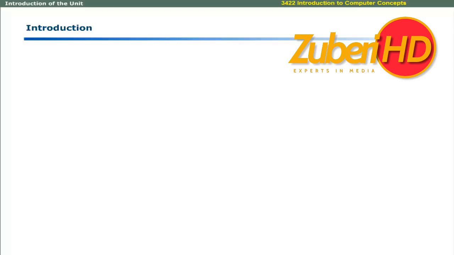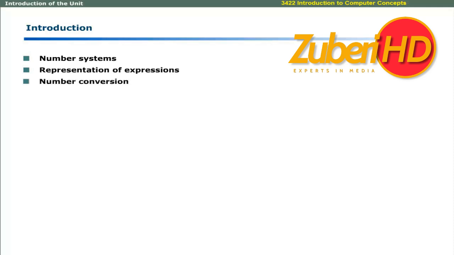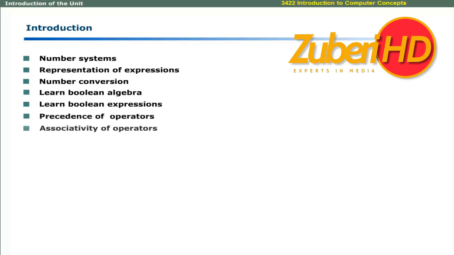Dear learners, in this unit we will discuss number systems, representation of numeric and alphanumeric expressions in number systems, conversions from one number system to another number system, basics of Boolean algebra, Boolean expressions, precedence and associativity of logical operators, truth tables of Boolean expressions, logical operations and their physical representation as logical gates.